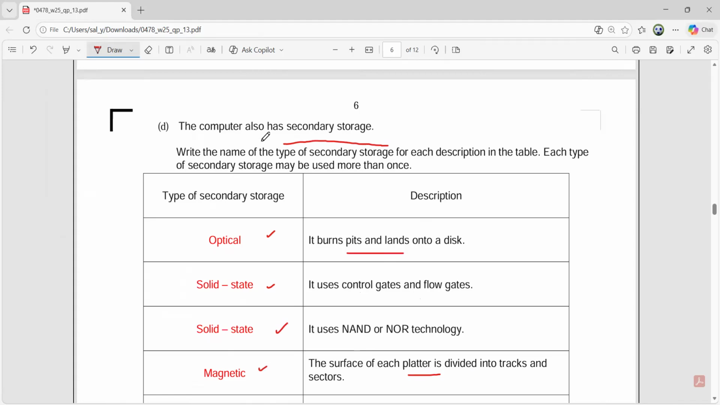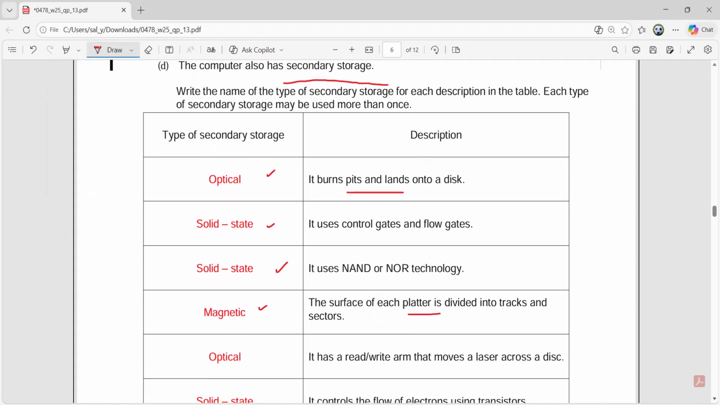Exactly, hard drive. But now be very cautious. If a child had written hard drive, then it might not be considered a correct answer, because they didn't ask you for the name. They said type of secondary storage. That's why in this case, magnetic medium is going to be the right answer.